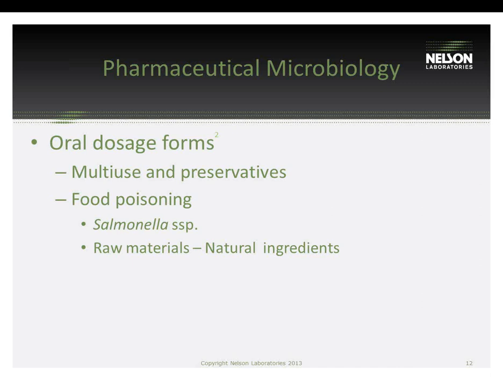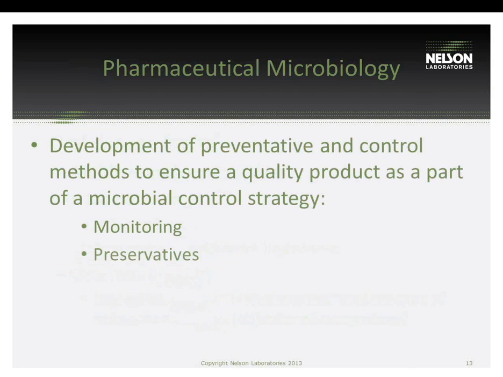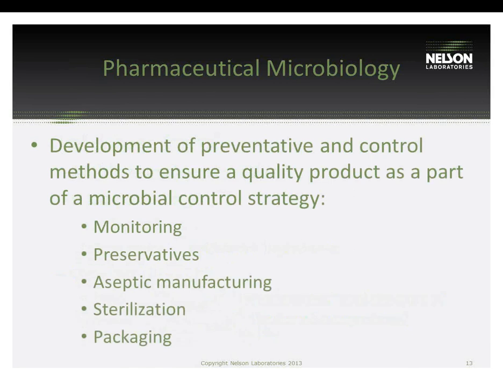Since a lot of the pharmaceutical products' active ingredients came from roots or flowers, the raw materials brought in salmonella because the natural ingredients were in the dirt. In the dirt there's manure, and in manure there are enteric organisms. So in the 60s there was implementation of a requirement of a low bioburden, which goes back to that acceptance criteria, and an absence of enteric pathogens. That's an example of an objectionable organism for oral dose products, because those specific organisms would be opportunistic in the way it's used, since it's swallowed.